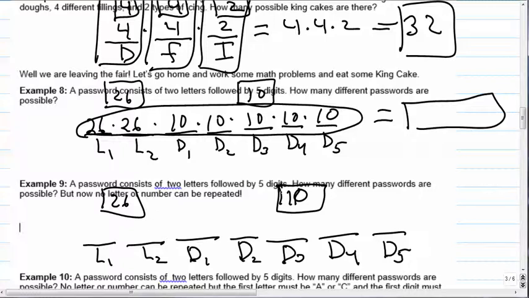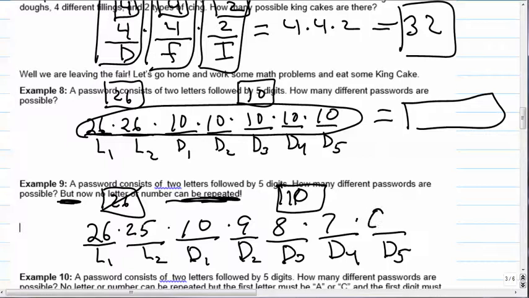I'm following my routine. I start picking, I pick a letter, 26. Step 3, you ask, can you put it back? Nah, can't put it back. It says letters and numbers cannot be repeated. I can't repeat a letter, I can't repeat a number. Once it's used, it is gone, so I know my number goes down. I go to the digits, there are 10 digits. Likewise, I can't put it back, so my number starts going down.